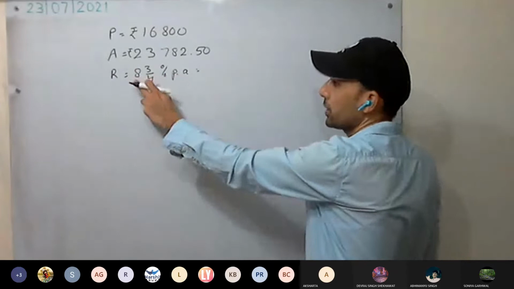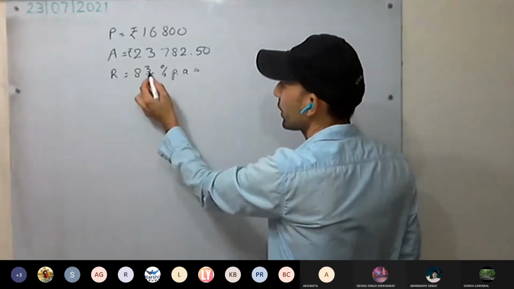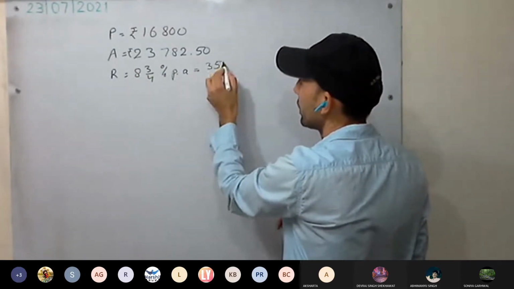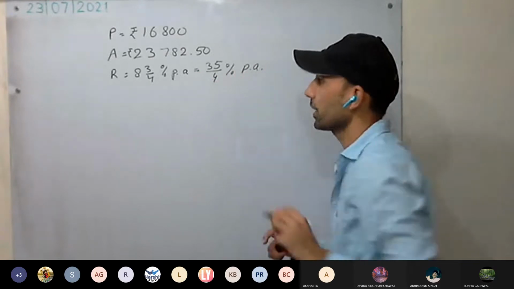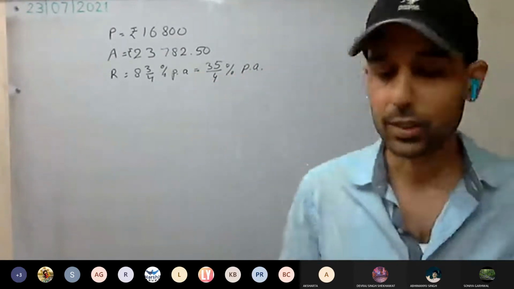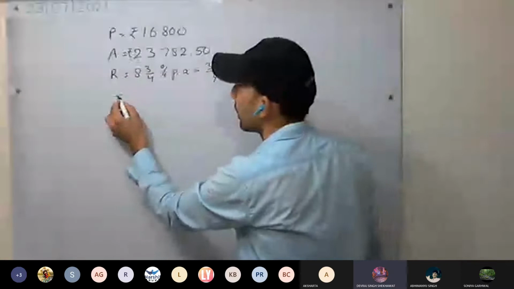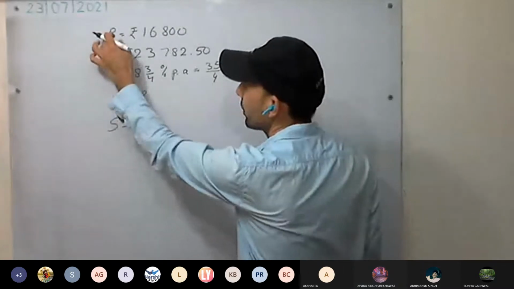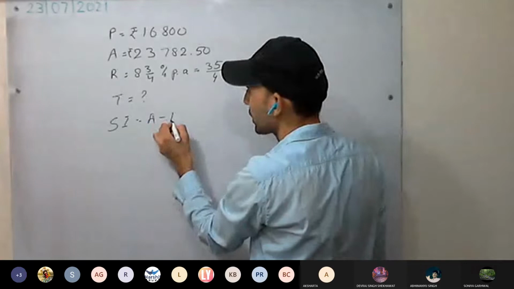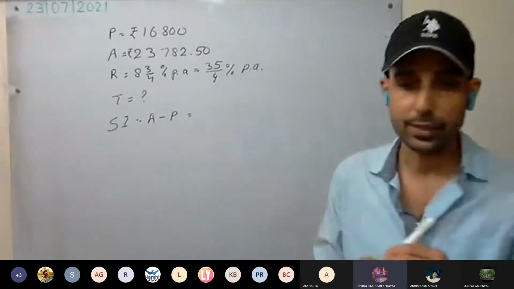8 3 by 4: 4 times 8 is 32, plus 3, 35. So the rate is 35 by 4 per annum. And we have to calculate the time. Can you calculate simple interest? Amount is given, principal is given. Amount minus principal gives the simple interest.